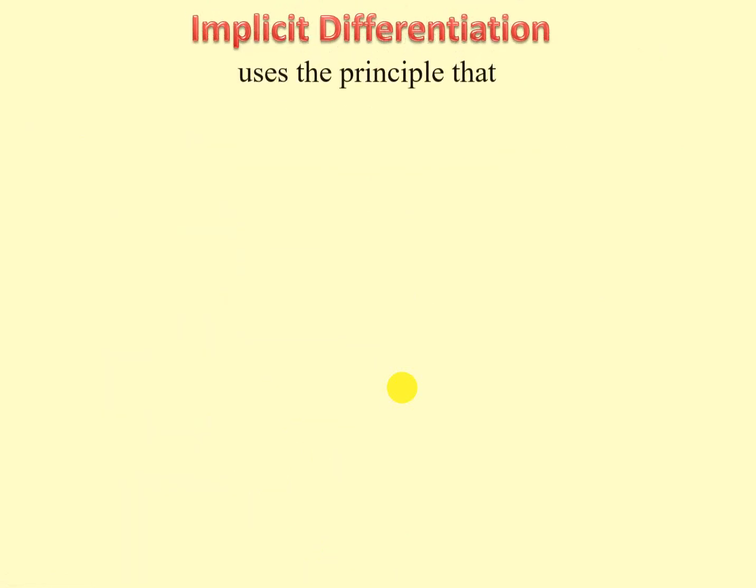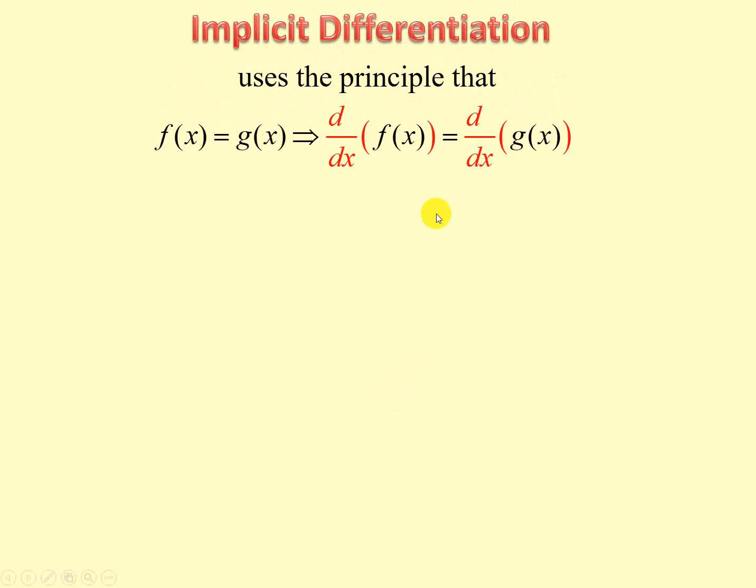Now we're going to have a look at implicit differentiation. Here's the principle it uses: what you do to one side of the equation, you do to the other. Be careful, it doesn't always work. For example, if you have sine of f of x equals sine of g of x, or any trig ratios, then if something equals something and you take sine of both sides, that's not necessarily equal.